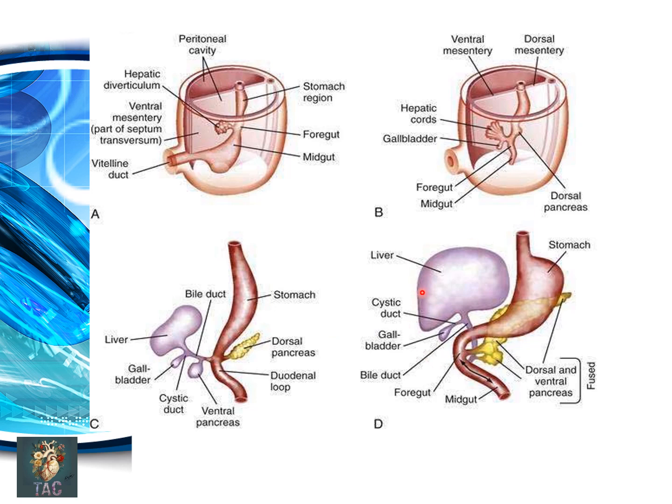And in this diagram, you can see both the right and the left lobe of the liver are forming. This is the common bile duct, the cystic duct, and the gallbladder which is forming over here.